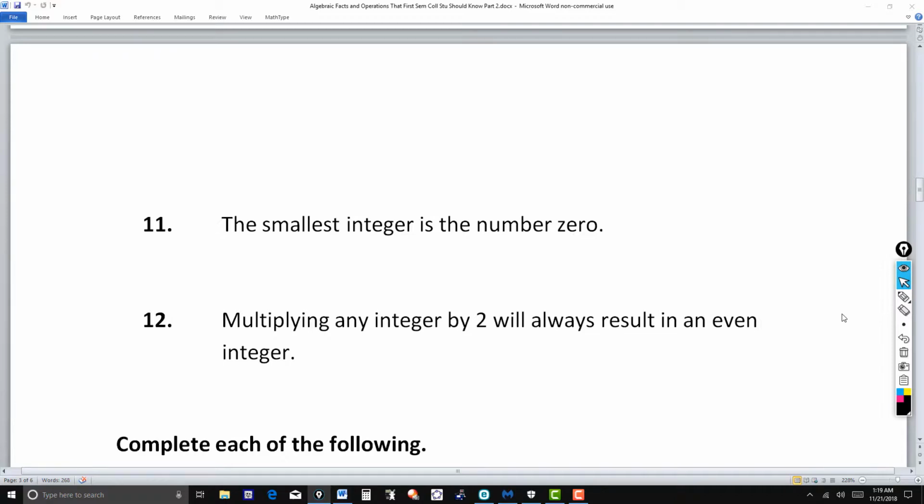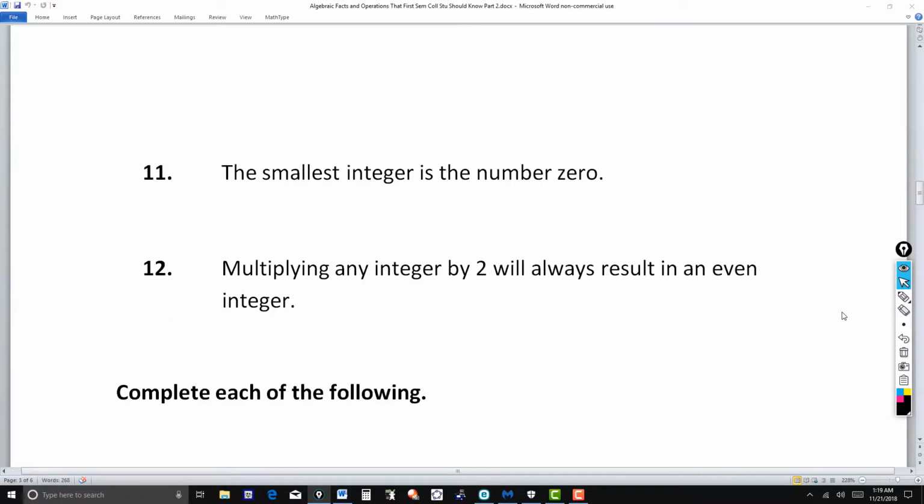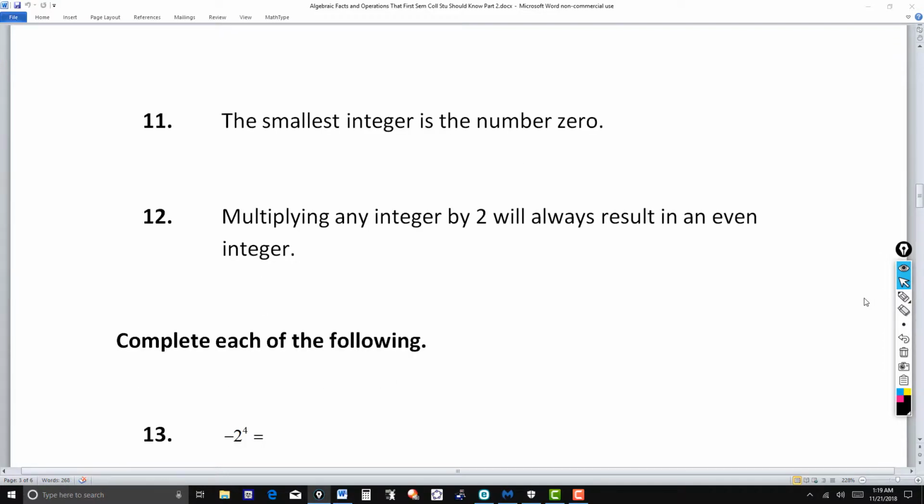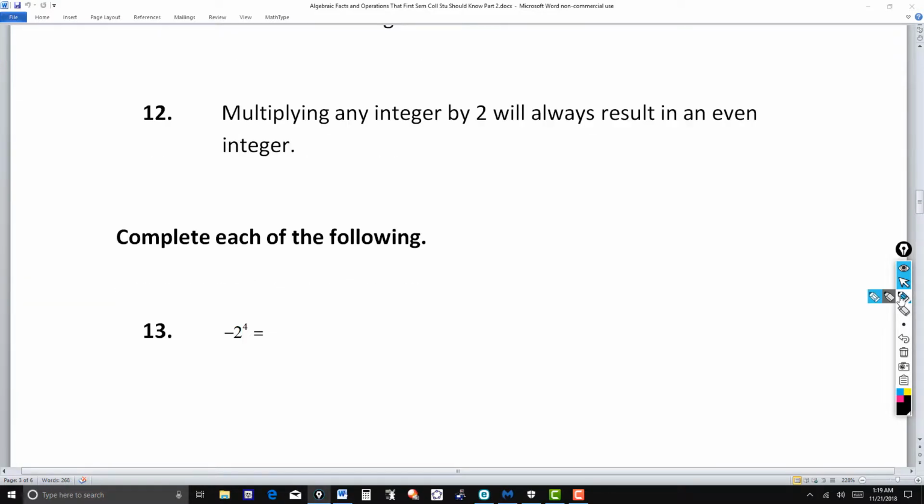Okay, then we go to another section here. For this particular video, complete each of the following. Okay, so I'll just give you a few seconds to look at this. Shouldn't take you that long. -2 to the 4th power is equal to, and that's -16.